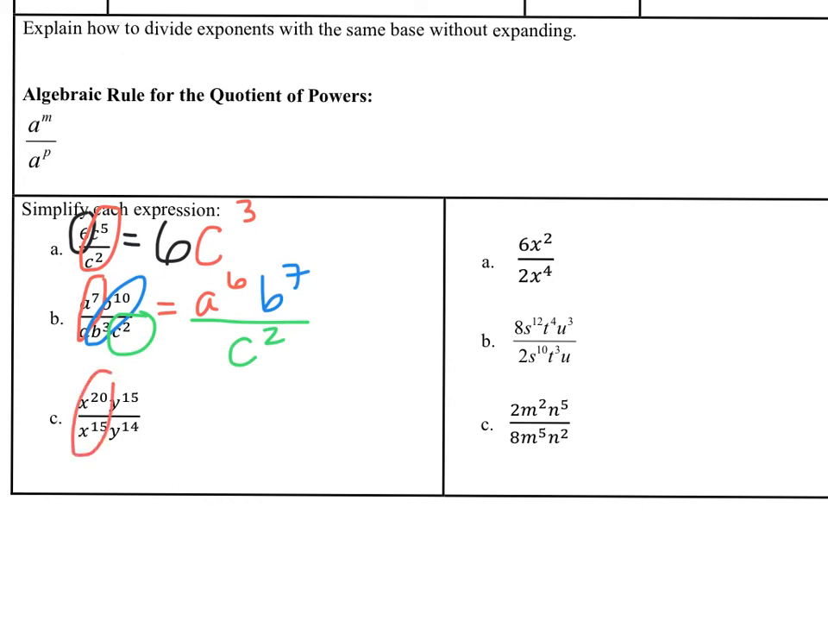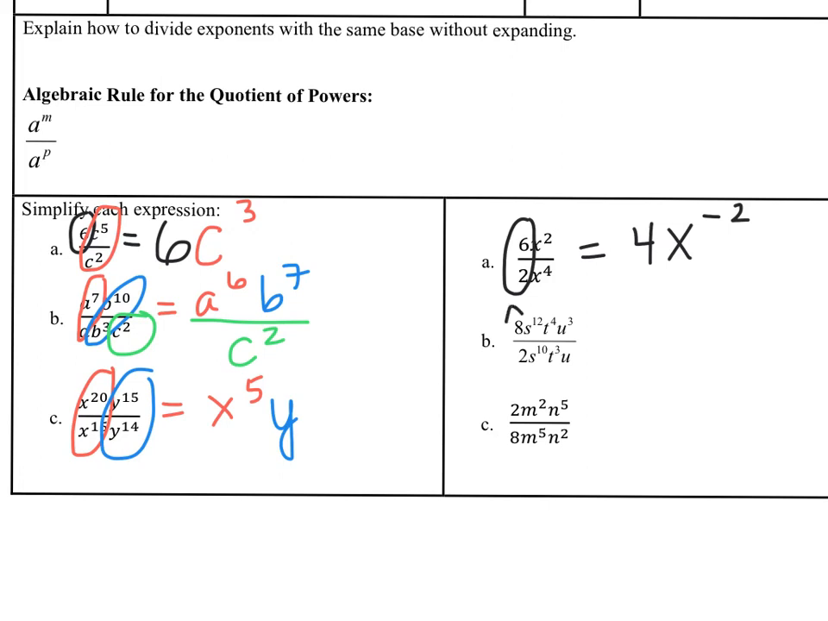In the next one, x to the 20th over x to the 15th is x to the 5th. 20 minus 15 is 5. Y to the 15th over y to the 14th is y to the 1st, or just y. When it comes to just numbers, we want to divide. So it's not 4, but 6 divided by 2 is 4. This one's kind of tricky because I have 2 in the top and 4 in the bottom. So if I do 2 minus 4, I get -2, which we're just going to leave like that for now. So this would be 4x to the -2 because 2 minus 4 is -2.